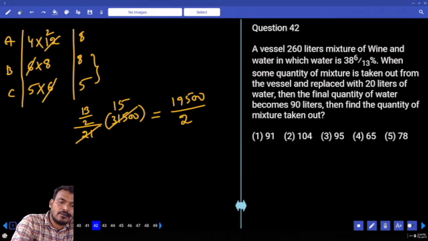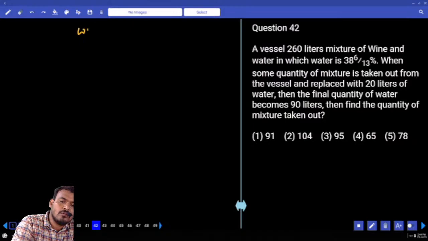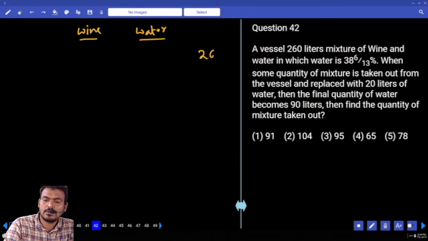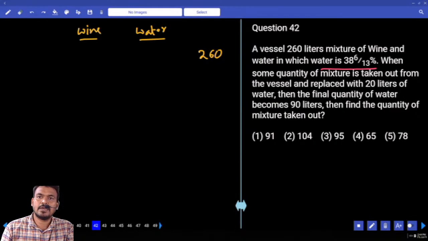First, initially, wine and water or only wine? Wine and water. Total mixture is how much? 260 liters. In that, water is how much? 38.6 by 13. 13 thirties are how much? 390. 13 eights are 104 plus 6, 110. Total it is 500 by 1300.